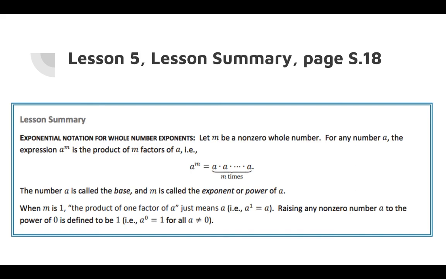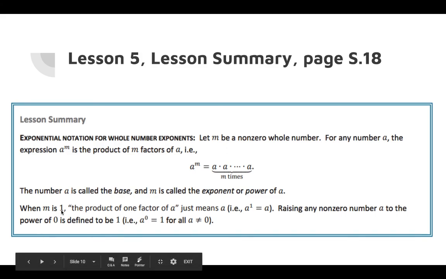Okay, so lesson 5, lesson summary, which is on page S18. Exponential notation for whole number exponents. Let m be a non-zero whole number. That's our exponent. For any number a, the expression a to the m is a product of m factors of a. That means for a to the m, you multiply a however many times m tells you to. The number a is called the base, and m is called the exponent or power of a.